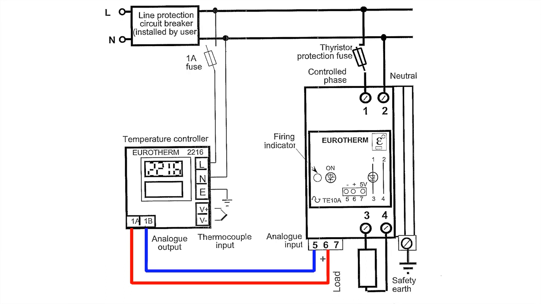Now, when the temperature controller turns on, it will provide a variable analog output signal to the input command of the power controller, and the higher the input command, the more power is applied to the load.